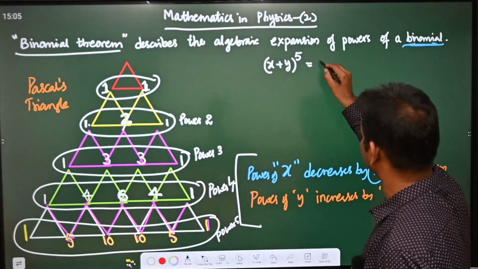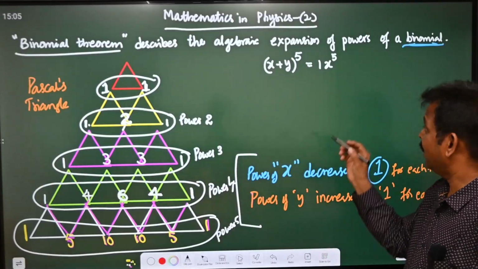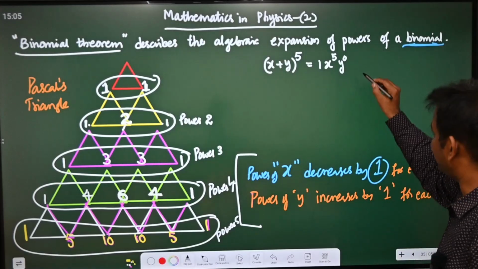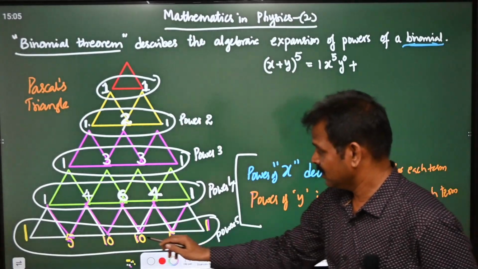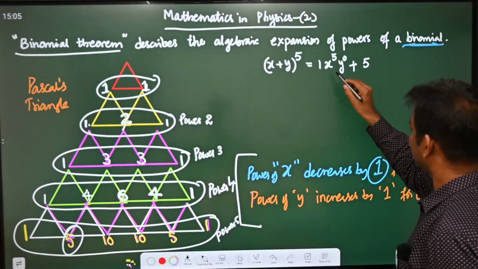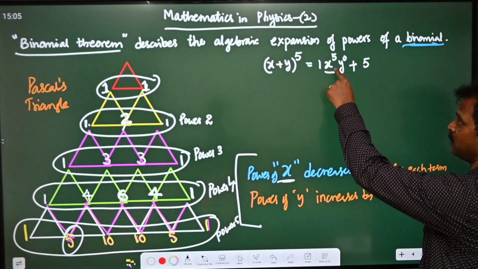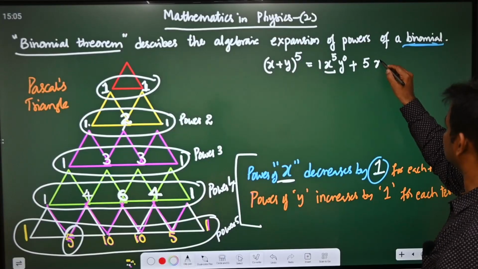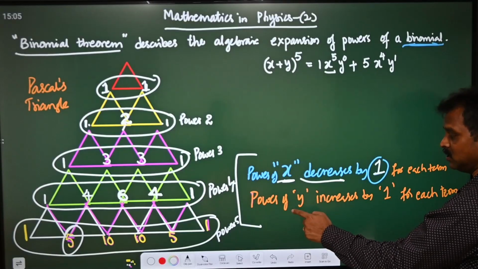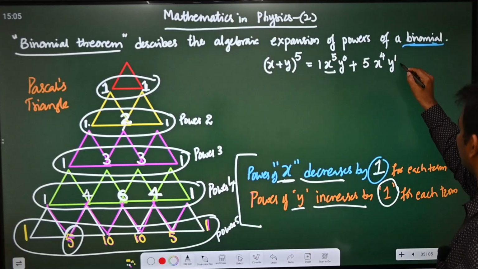So first coefficient is 1. And the first power for x is 5. And even though the y term is there, its power is 0. Plus, now I need to write the second coefficient here from Pascal's triangle. We can write this as 5. The power of x decreases by 1 for each term. So here x power 5. Next, this will become x power 4 y power 1, because x power decreases, at the same time y power increases by 1. So I am increasing y power 0 to y power 1.